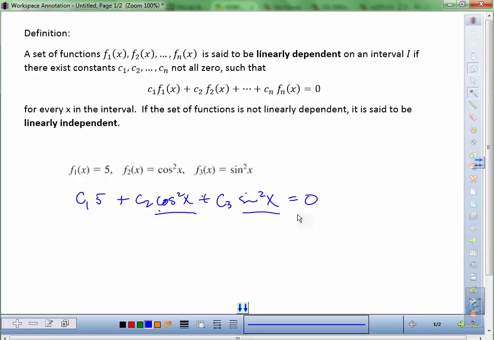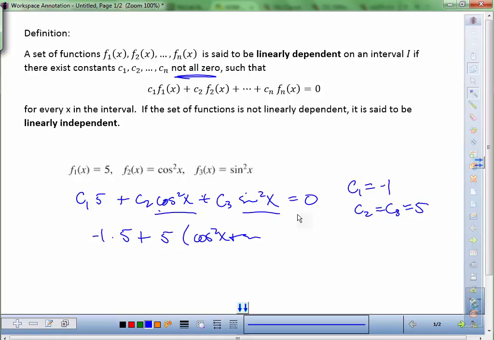So C1 were negative 1, C2 was 5. Yeah, so if you let C1 be negative 1 and C2 and C3 both be equal to 5, then this would be non-zero solutions. So let's see, negative 1 times 5 plus 5 factored out with a cosine squared x plus sine squared x. This will give us negative 5 plus 5, which is going to be 0. So this works out. So what does that mean?